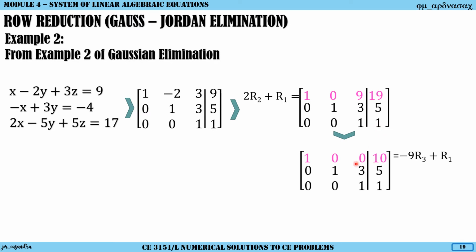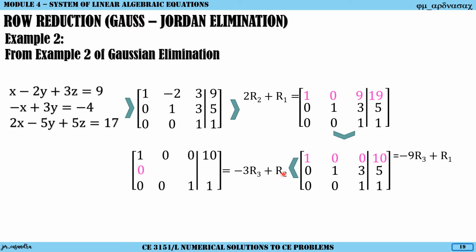And then lastly, we simplify 3 in the third column to 0. So we'll now achieve that by multiplying negative 3 to R3 plus R2. So we'll have 0, 1. Then we'll have negative 3 times R3 plus 3 is equal to 0. And then the remaining is negative 3 times 1 plus 5 is 2.